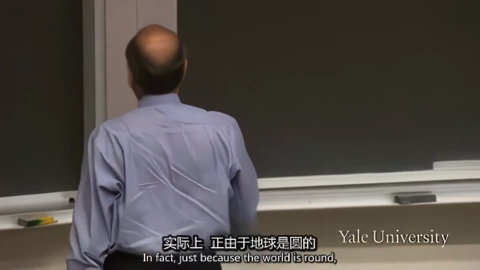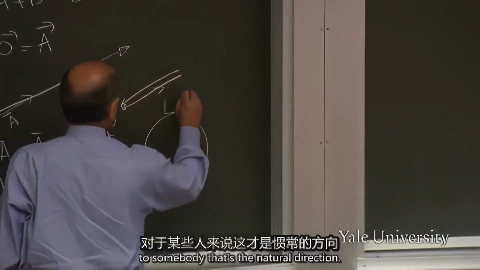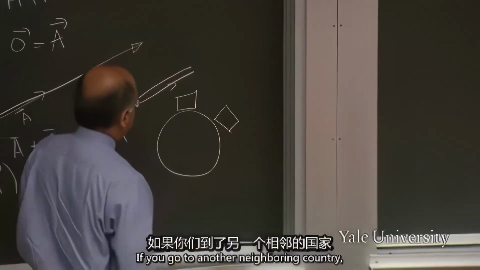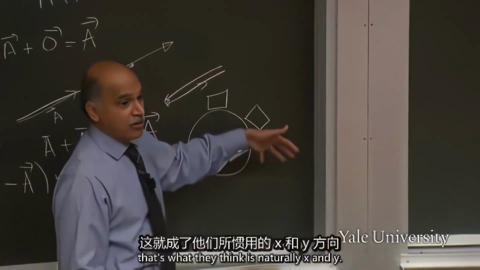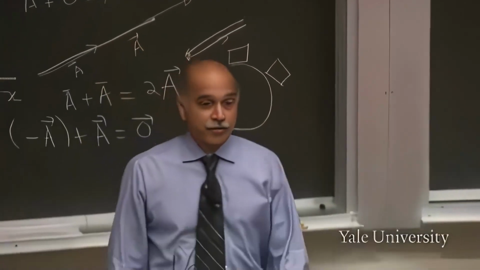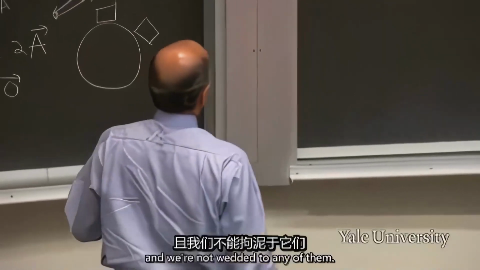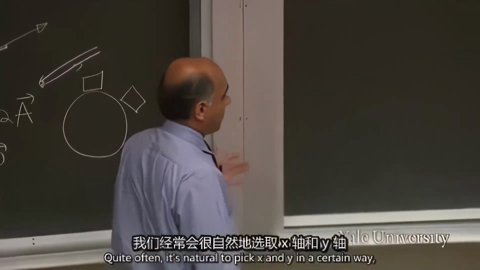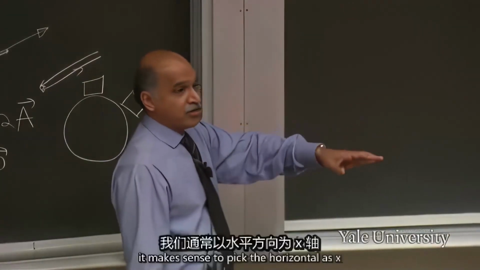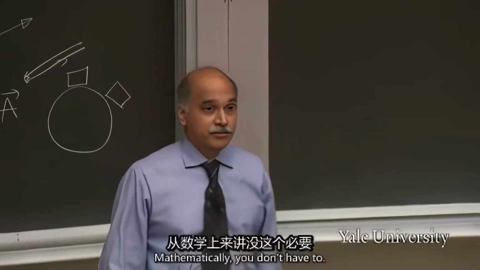In fact, just because the world is round, you can already see if this is the earth, to somebody, that's a natural direction. If you go to another neighboring country, that's what they think is naturally x and y. So there's no reason why x and y are nailed in absolute space. It's very important that x and y are human constructs and we're not wedded to any of them. Quite often it's natural to pick x and y in a certain way. If you're studying a projectile near the earth, it makes sense to pick the horizontal as x and vertical as y. But mathematically, you don't have to.